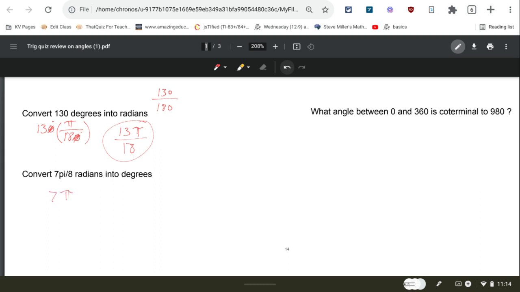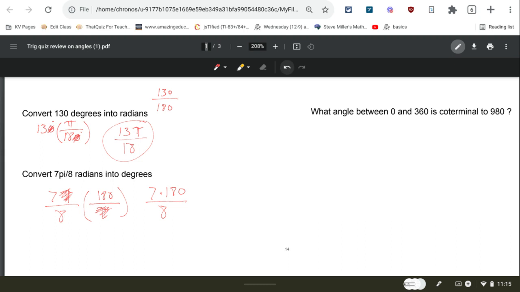So we'll do 7 pi over 8. And we want to cancel out the radian part, the pi part. So it's going to have to be 180 over pi that we multiply by. Okay, so again, the pi's are going to cancel. And I'm going to do 7 times 180 over 8, but I have to simplify this. You could type that into the calculator.